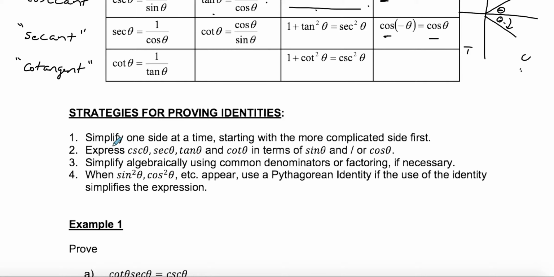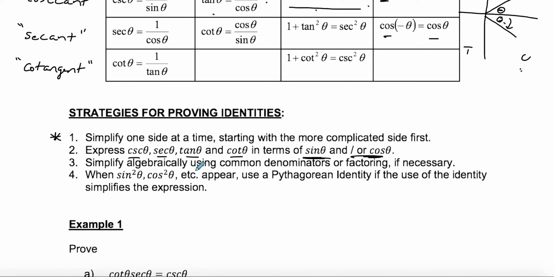So simplify one side at a time. Start with the more complicated side first. That would be a good thing to do. If you see a complicated side, you're trying to make it look like the simpler side and make the left side look exactly like the right side. When you see reciprocals like cosecant, secant, or cotangent, or even just tangent, we usually like to express everything in terms of sine theta or cos theta. That's probably going to get you further along when you're trying to simplify.